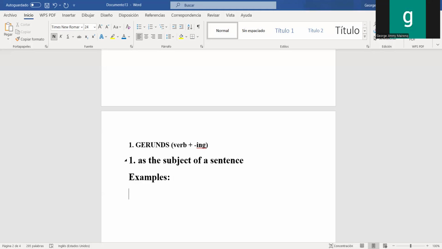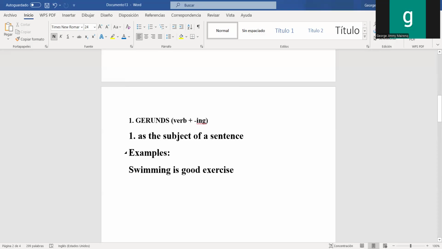We can say, swimming is good exercise. So if you notice here, folks, we are using the verb swim with ing, but here we are not going to translate it as nadando. No, because remember that the word that is working as the subject of the sentence is working as a noun as well, okay? Swimming is good exercise, right?